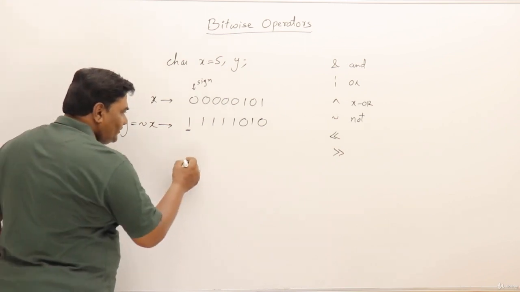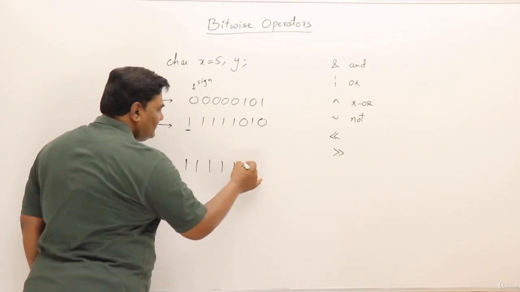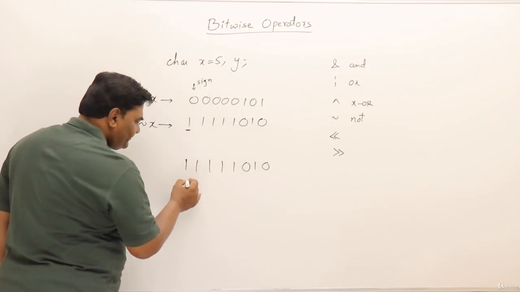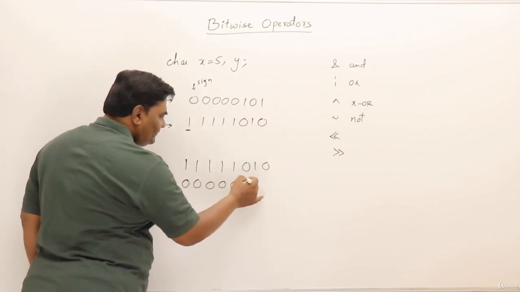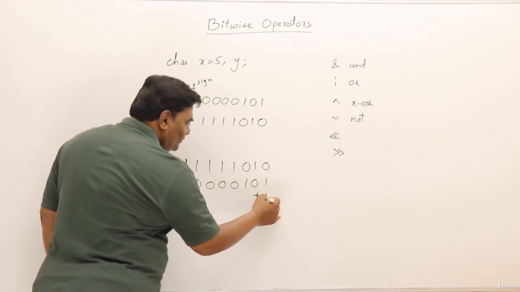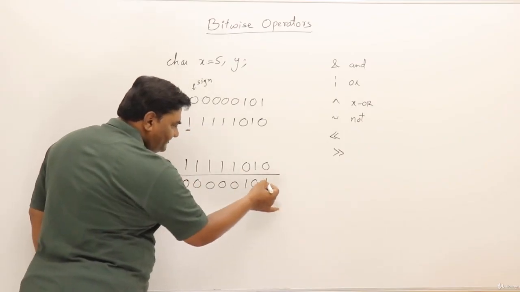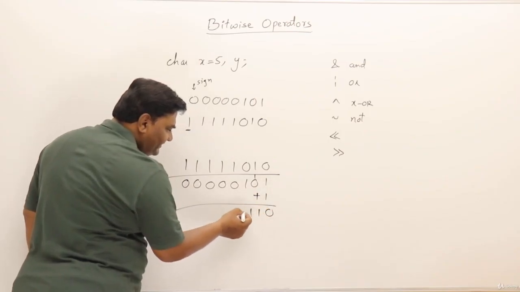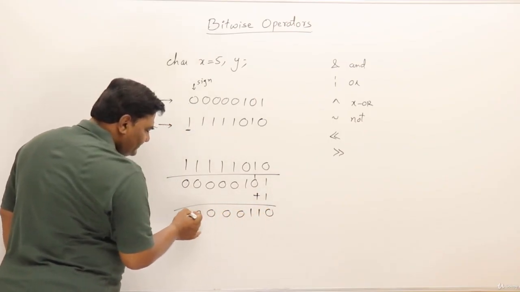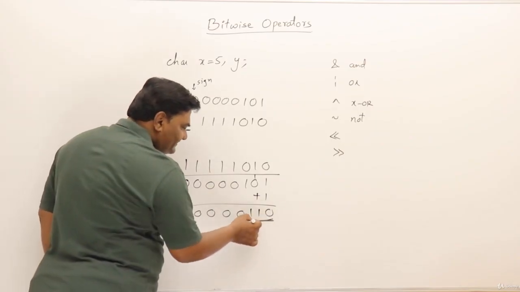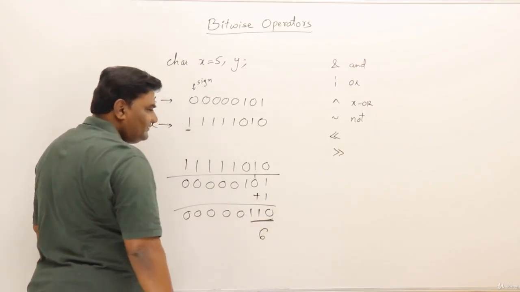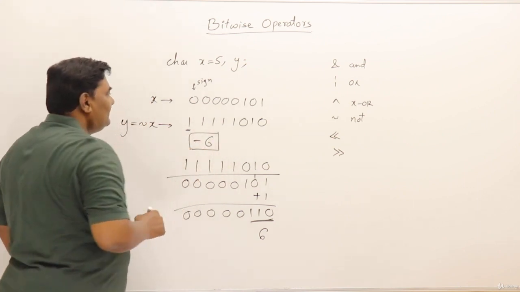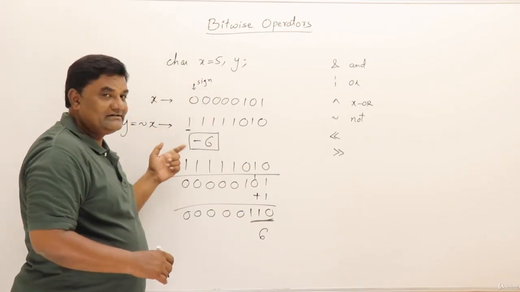So let us convert into 2's complement. First convert zeros to ones and ones to 0. So this is 0, 0, 0, 0, 0, 1, 0, 1. Then add 1 to this number. So 1 plus 1 is 2, that is 0 carry 1, and this is 1 and this is 1. Then 0, 0, 0, 0, 0. Then how much is this? 6. So this is a negative 6. So NOT of 5 is minus 6.